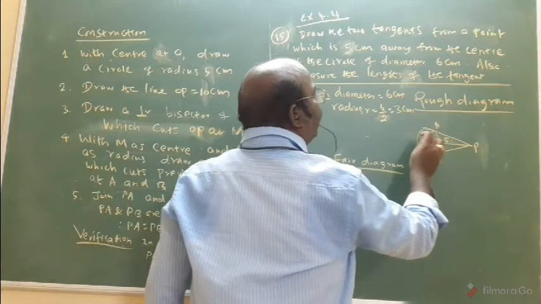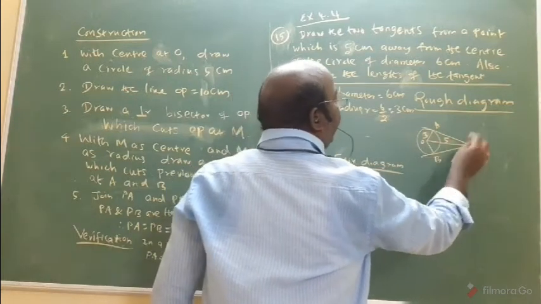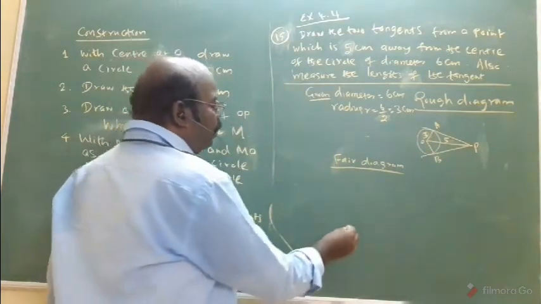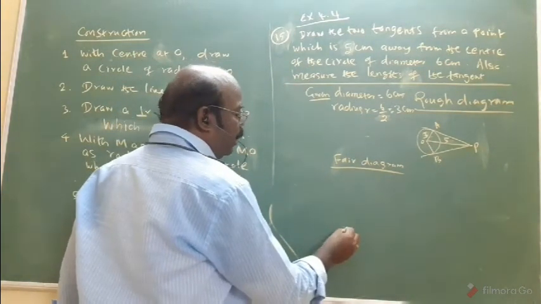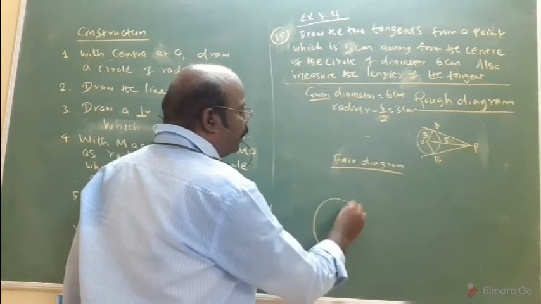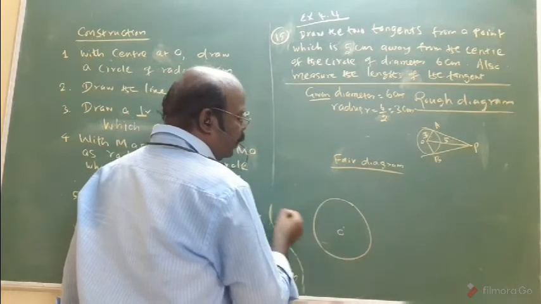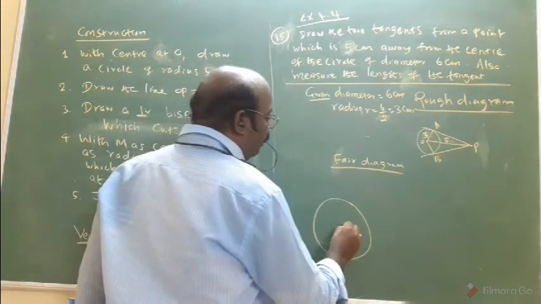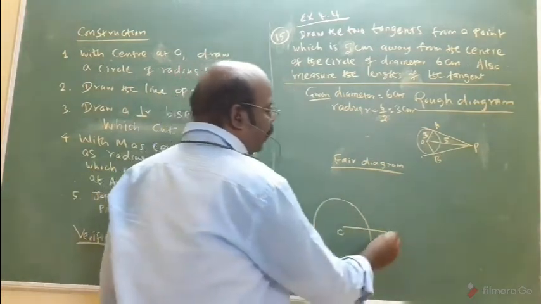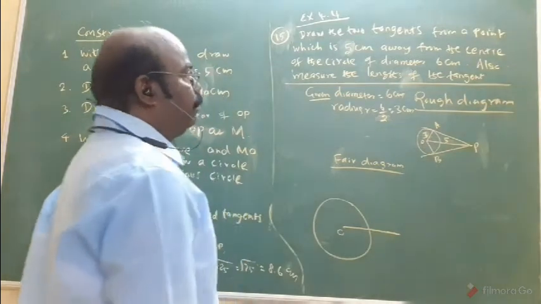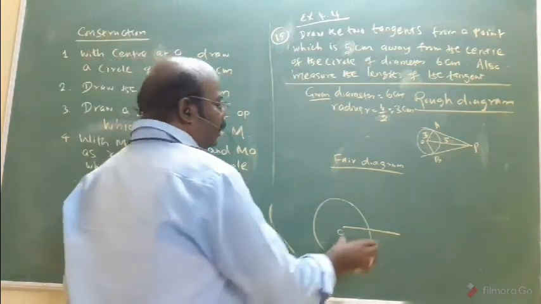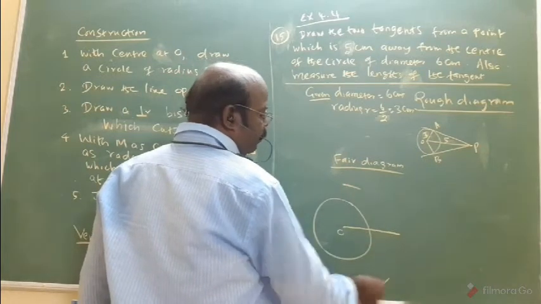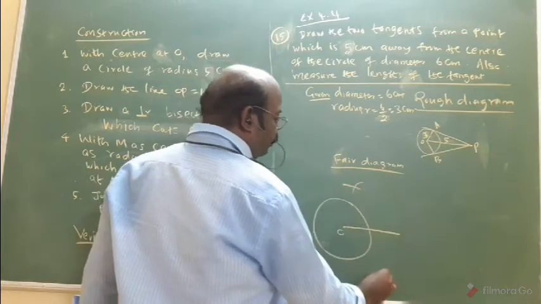First a rough diagram. Draw a circle of radius 3 centimeter, and a point 5 centimeter away, then try two tangents. The same thing as I told you: first put the point, the center. Draw a circle with 3 centimeters, then 5 centimeter away, a small line will come. Next, take more than half of the length and cut here, from here to here.